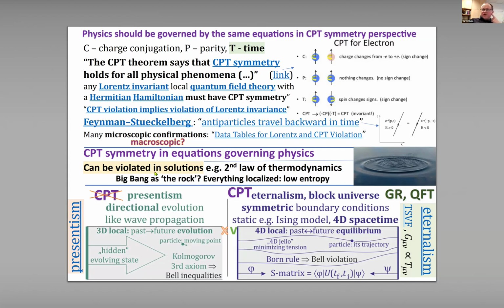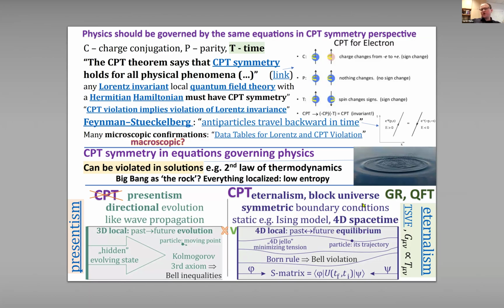So, for example, for entropy growth, we can think about the Big Bang as this rock, because everything was localized, so the entropy was low, so it has created an entropy gradient. We observe the second law of thermodynamics. But generally, the question is how to think about time. Intuition suggests presentism, the so-called philosophy of time, that we have the current moment and it evolves through all time. However, modern physics and CPT symmetry require a different philosophy.